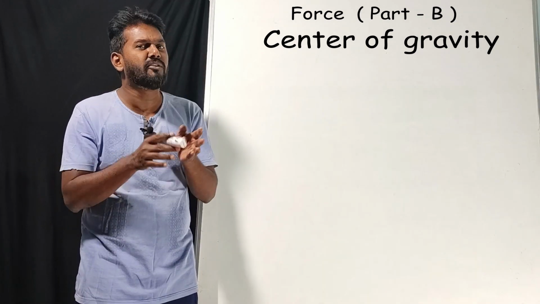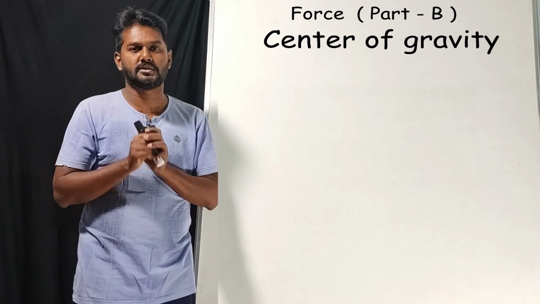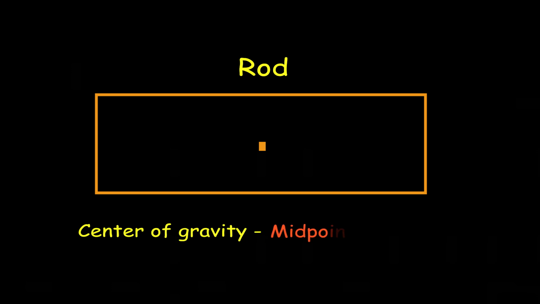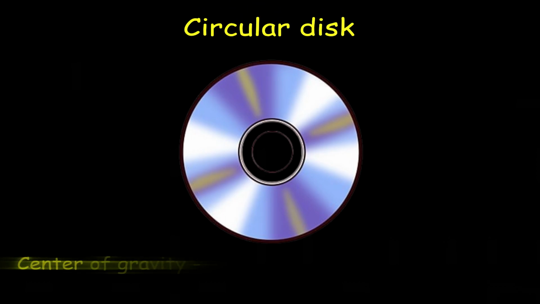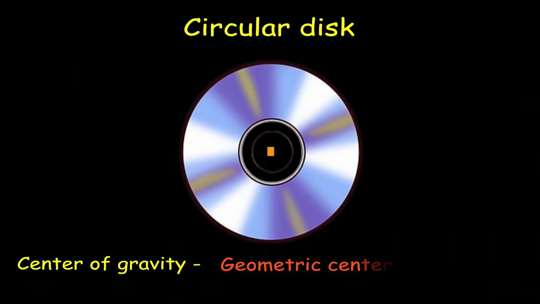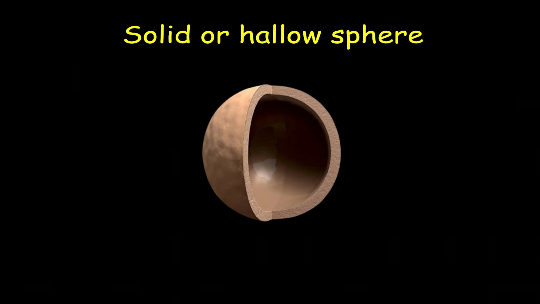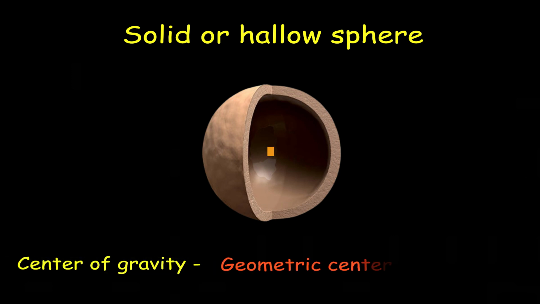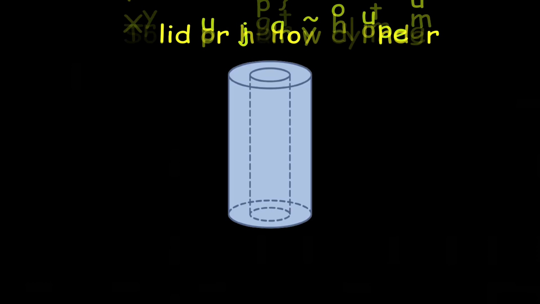Now we will learn center of gravity for different shapes. If we take an example of a rod, the center of gravity will be the midpoint of the rod. Now if we take a circular disc, the center of gravity will be exactly at the geometric center. What do you mean by geometric center? Geometric center is nothing but the centroid, which we have learned in mathematics. Next, solid or hollow sphere: geometric center of the sphere or centroid of the sphere. Next, solid or hollow cylinder.